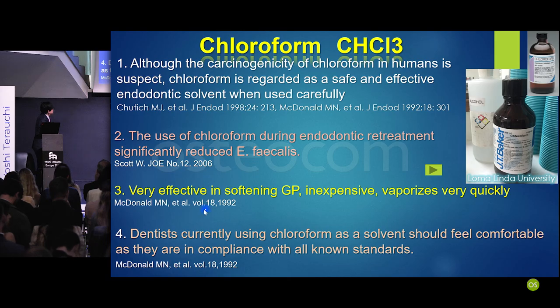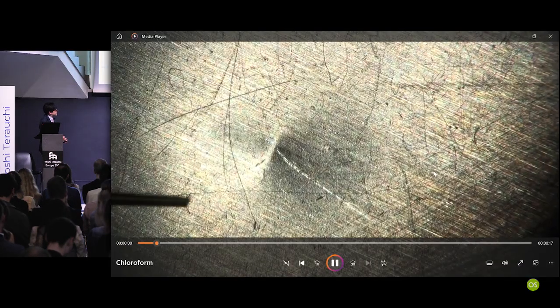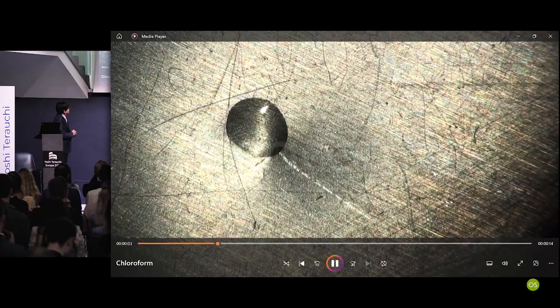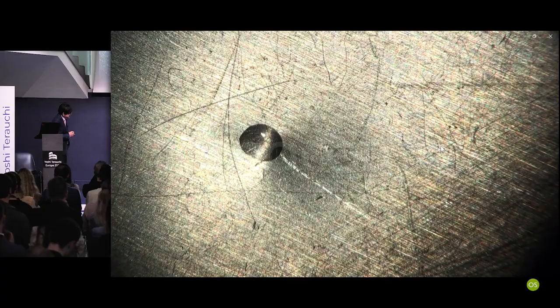Also, chloroform is very effective in softening gutta percha fillings, inexpensive, and it vaporizes very quickly. If you go to the United States, in every university hospital you find chloroform. Every university hospital and every endodontic private office, you see chloroform. And you will see how fast it vaporizes. This is a drop of chloroform. You see it's vaporizing very quickly at this speed.